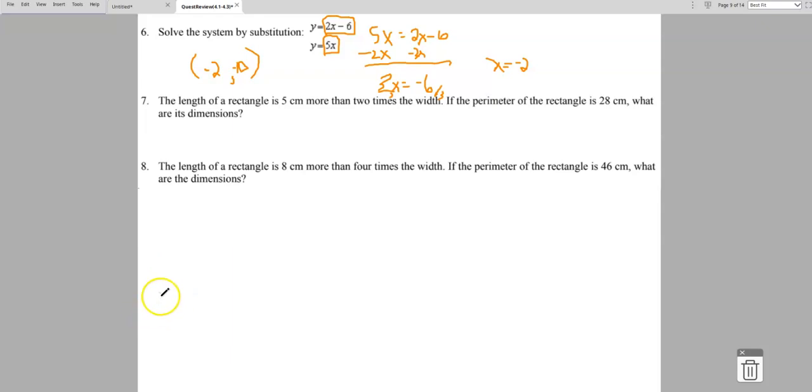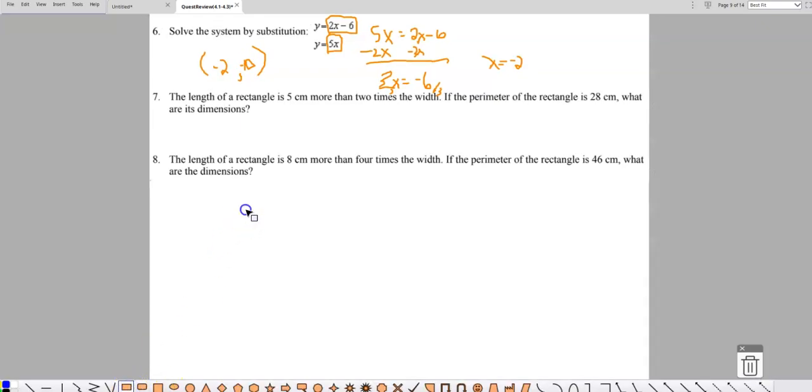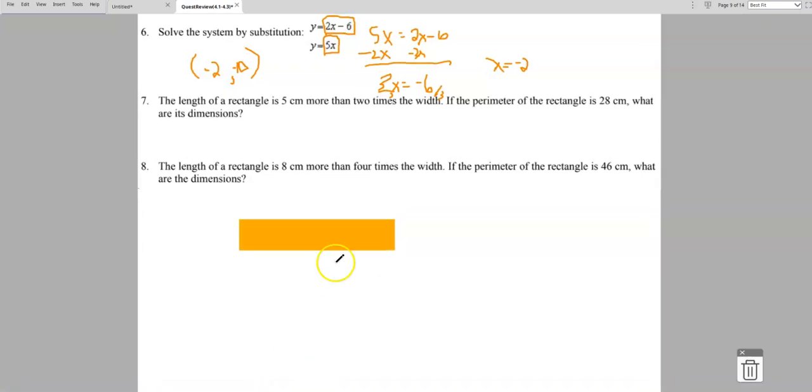All right, number 7 and 8. Again, I'm not going to do both of these. I'll just do one of these. Let me go ahead and do 8. All right, so it says you have a rectangle. And normally a rectangle is length and width. So the length of the rectangle, so this guy right here, is 8 more than 4 times the width. Notice that, 4 times the width. So instead of L, so I'm going to erase L, it's 4 times the width and 8 more than that.